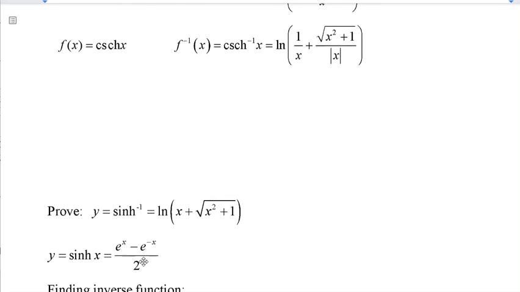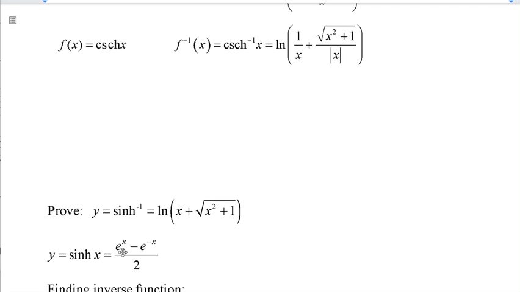So we want to prove that the inverse, so we have the function y equal to hyperbolic sine of x, which by definition is e to the x minus e to the negative x divided by 2. And we want to prove that the inverse function is natural log of x plus the square root of x squared plus 1. So recall that this is the function right here, and we want to find the inverse function.